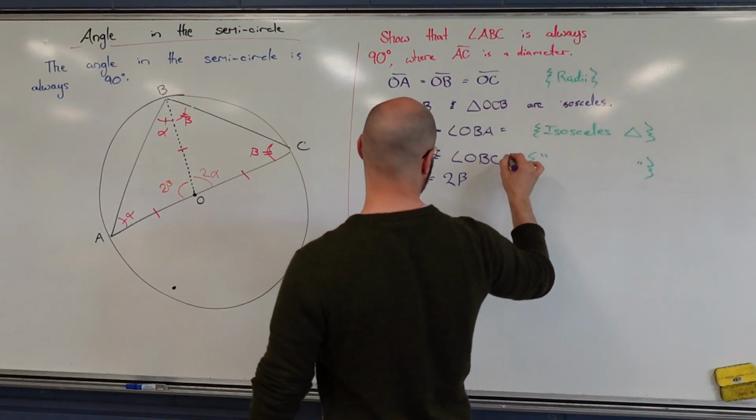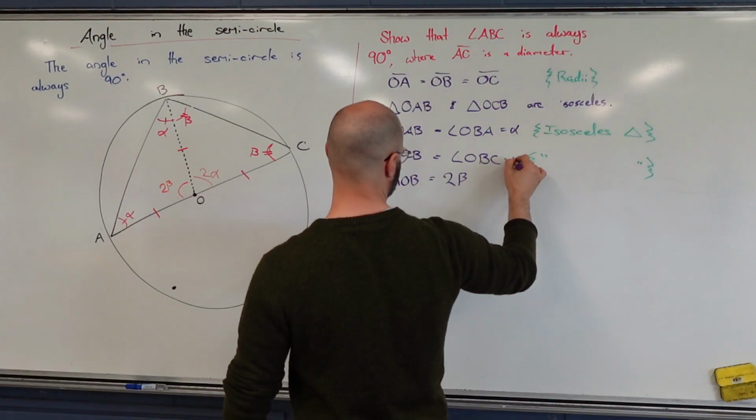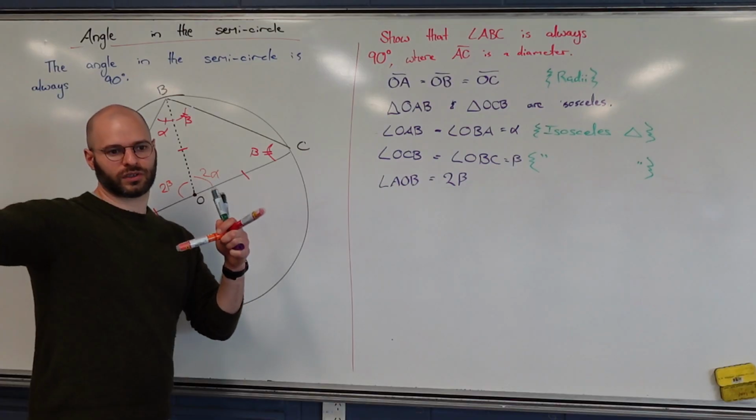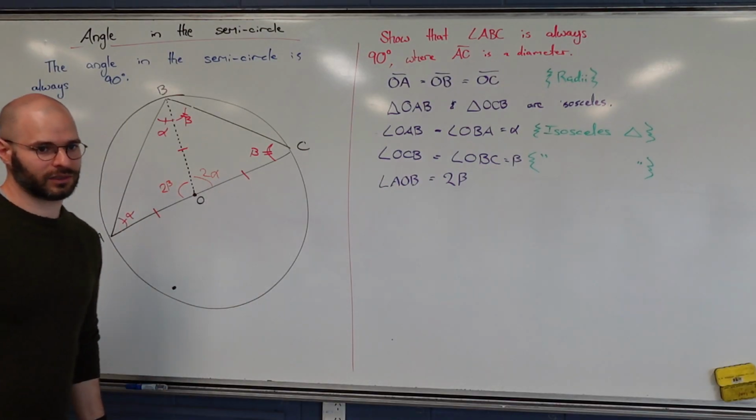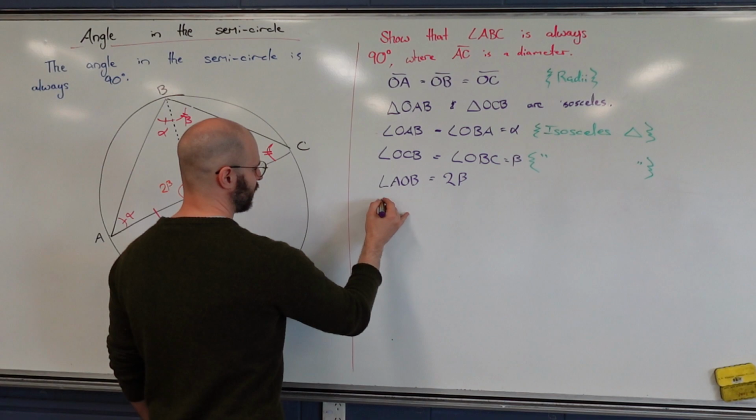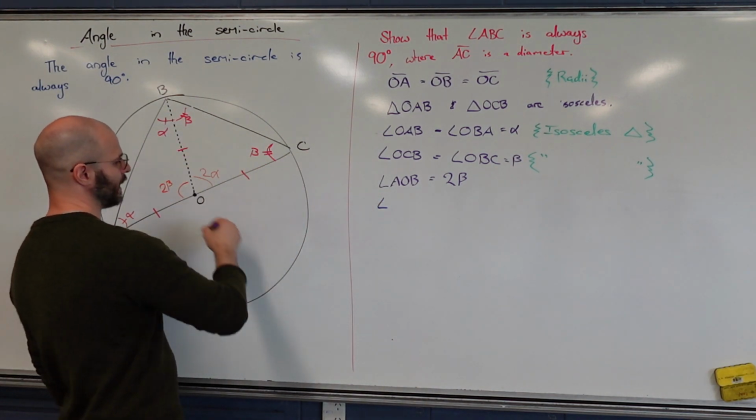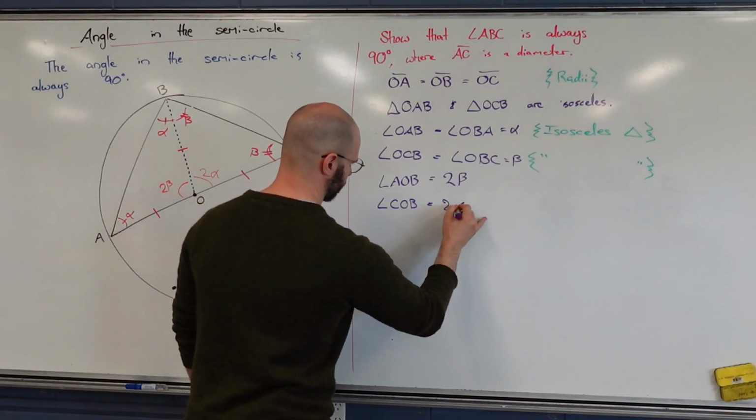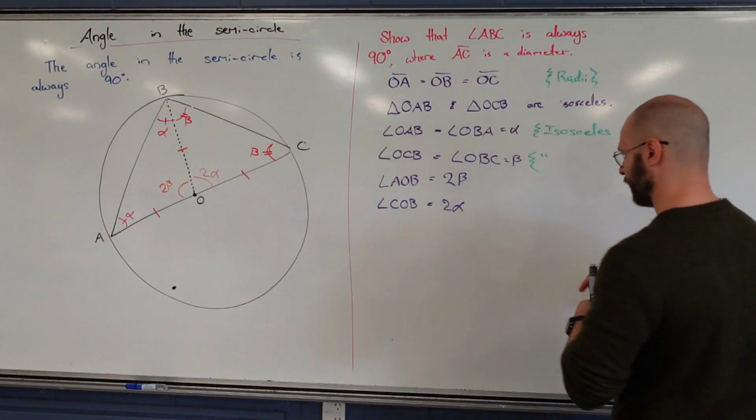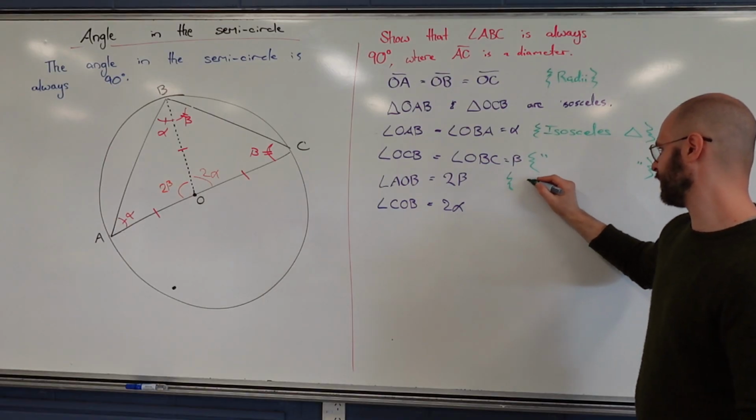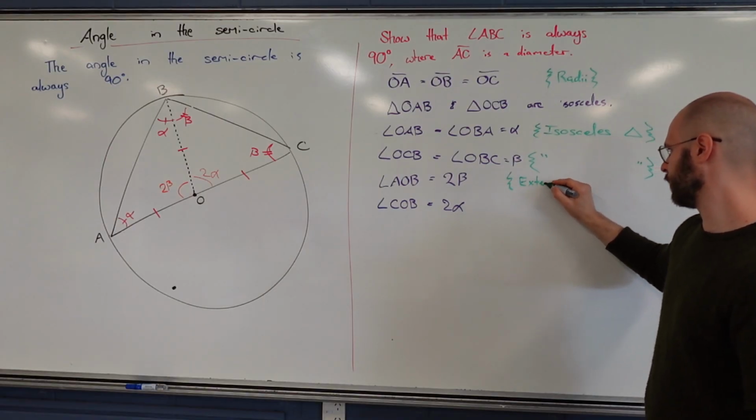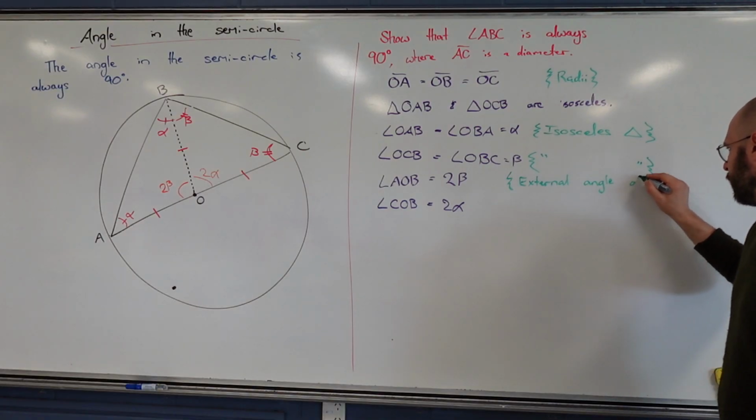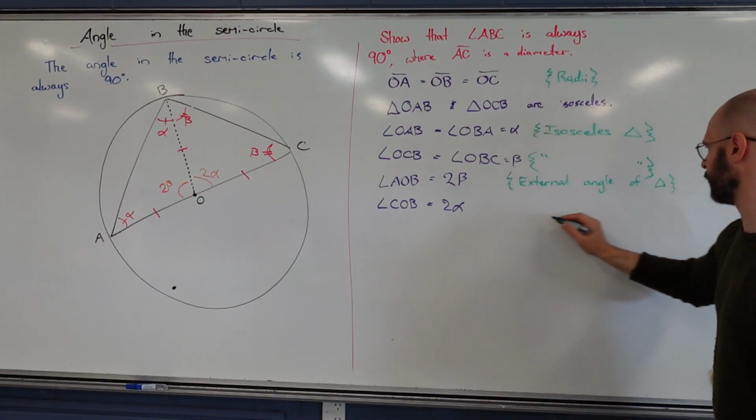And I really should define these guys up here. We'll call these alpha and this one beta. We're allowed to do the equal signs across the page in geometry because it just makes it easier to read. So this is 2 beta, and this angle COB is 2 alpha, and the reasoning for this is that these are external angles of a triangle.